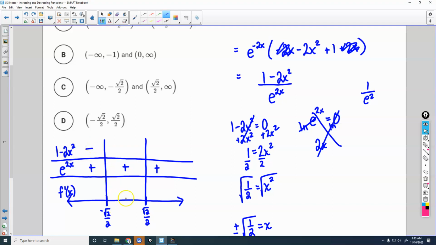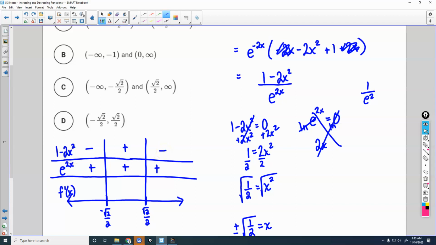If I plug in 0, which falls in between these two, that would be 1 minus 0, which would give me, oh, I don't need to put the number there, and I was about to put 0, which is incorrect. 1 minus 0 is positive, right? We'll get 1 there, which is positive. And if I plug in a number bigger than square root of 2 over 2, once again, I don't know the exact decimal, but just pick something pretty big. 5 again. 5 squared is 25. 2 times 25 is 50. 1 minus 50 is negative right there.